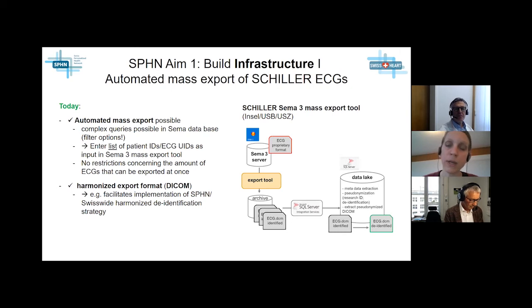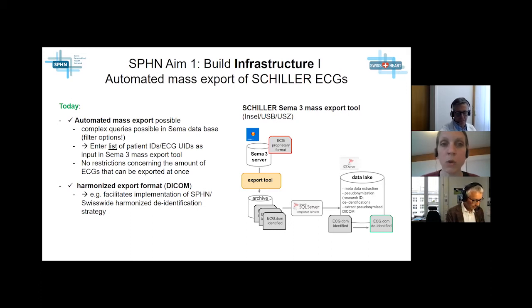So in a first step, we are now able to perform complex queries which allow us to identify the ECGs of interest in the SEMA database. There we also have many filter options, which is of course very favorable. And then in a second step, we can enter this list of ECG unique IDs, or also patient IDs as most adequate, as an input into an export tool that was developed by the Schiller company, and that was integrated in our environment and the environment of the Inselspital.